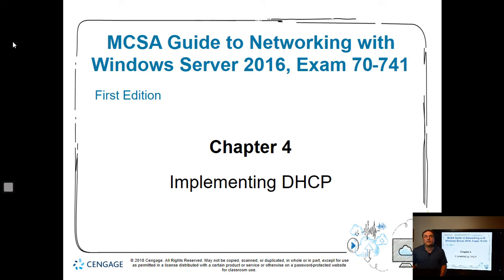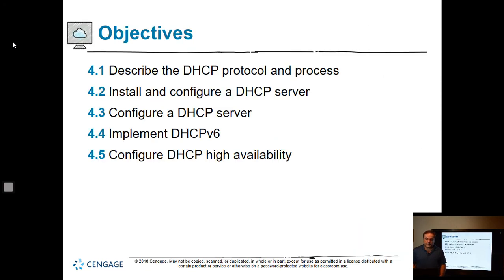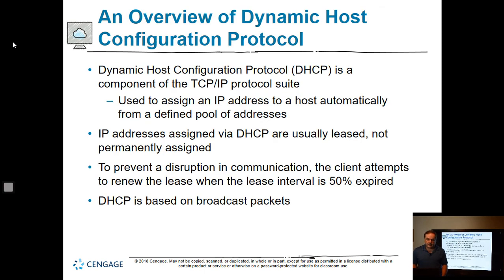So this will be one of the labs that we do in our course. Let's take a look at the objectives. We're going to describe the DHCP protocol, configure a DHCP server, which will be fun, implement DHCP version 6, which will be new to a lot of people, and configure DHCP high availability, so that way you can have failover from one to the other.